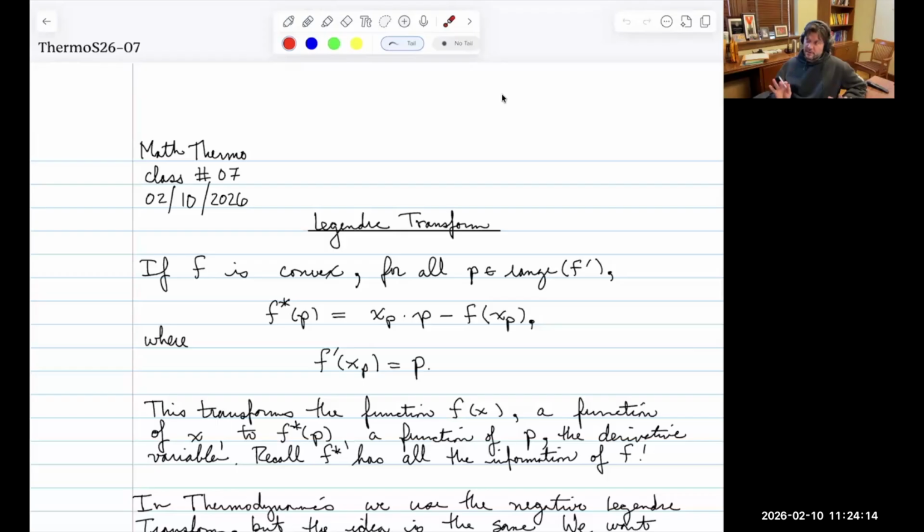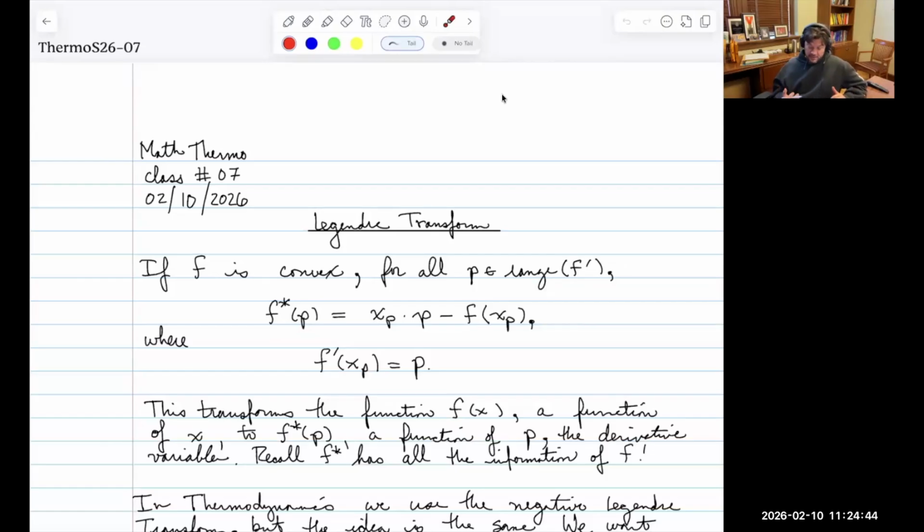So the important points here are that we've transformed from f to a new function, which is a function of the derivative variable, in quotes. p comes from the range of f prime. So the derivative values of the original function f are where we're drawing the values of p. So the domain of this function is actually the range of this function.